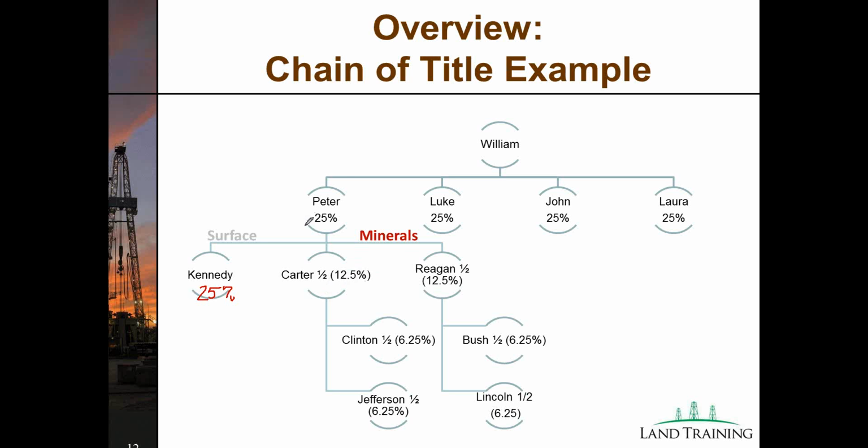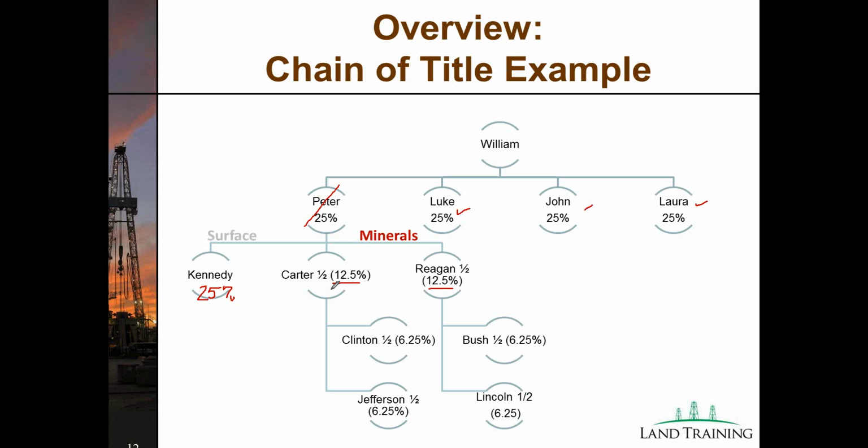So now at this point, Kennedy owns 25% of the surface, with the remaining 75% surface owners being Luke, John, and Laura. And for the minerals, Carter owns 12.5%, Reagan owns 12.5%, Luke owns 25, John 25, Laura 25.